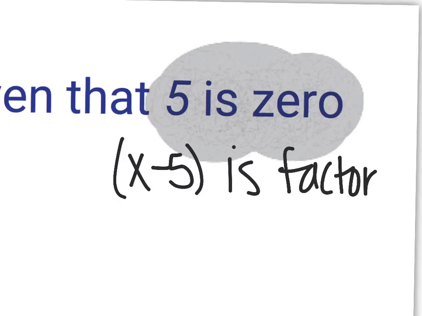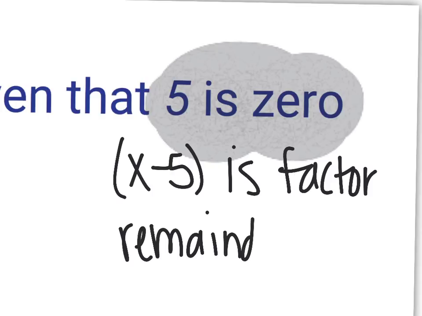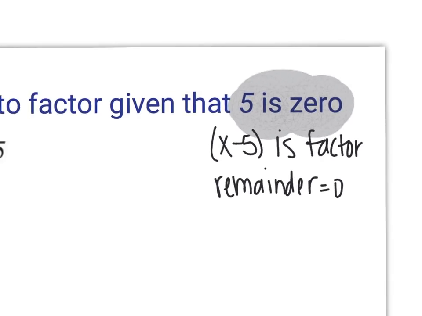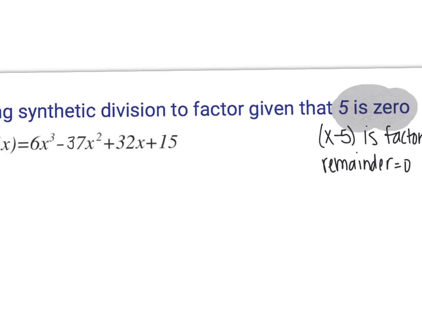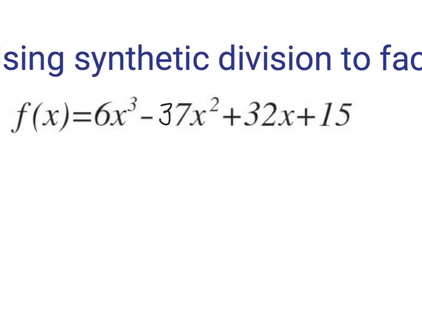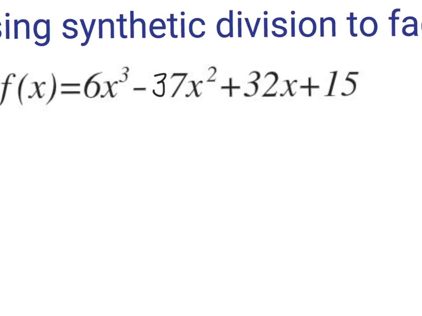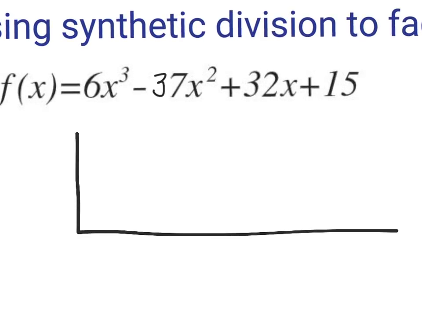And then the other thing that it tells me is that when I synthetically divide, my remainder is going to be 0. That's what it means to be a 0, is that my remainder is 0 when I plug that number in. So that's what I need to do, I need to synthetically divide this problem by 5 and see what I get. So I'm going to set it up.